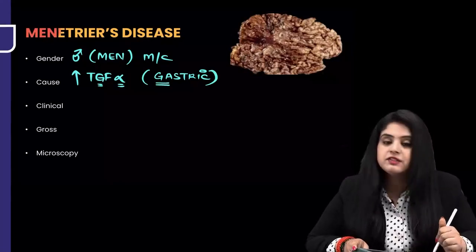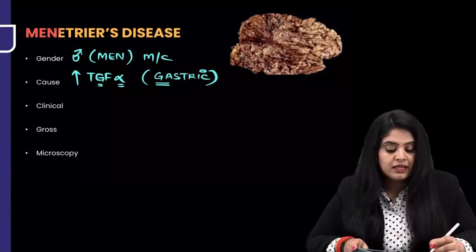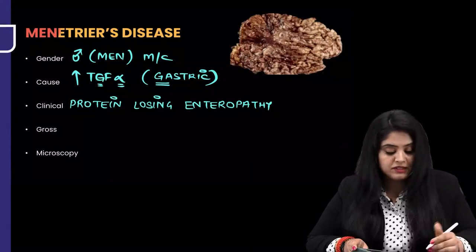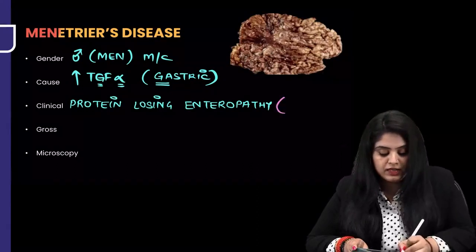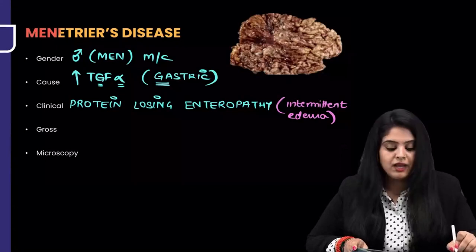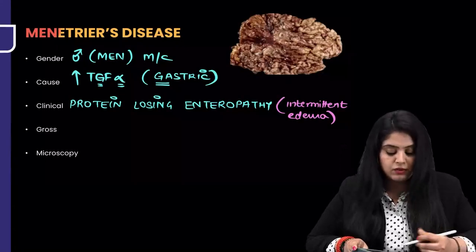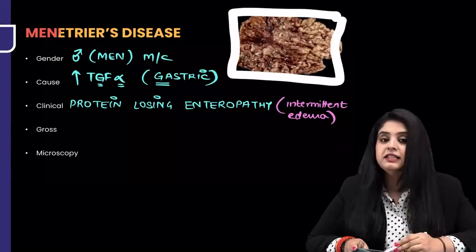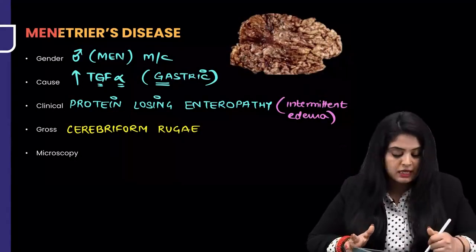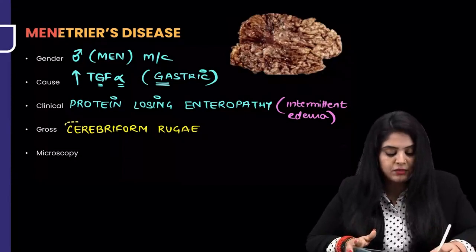Moving on to the next, what is the clinical part that you have over here? Please note that this ends up being a protein losing enteropathy, which means that when I'm saying protein losing, there are going to be intermittent attacks of edema that the patient is going to have. Moving on to the next, how does the stomach look grossly? You can see that very much in front of you. It's looking like the brain. It's looking like a walnut, isn't it? So the stomach ends up having the cerebriform rugae.